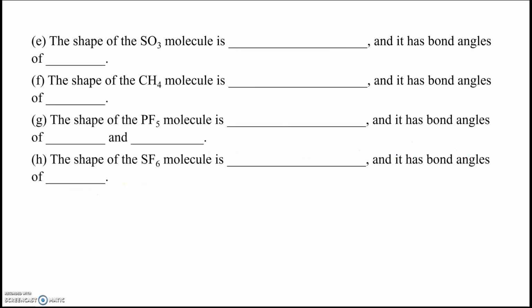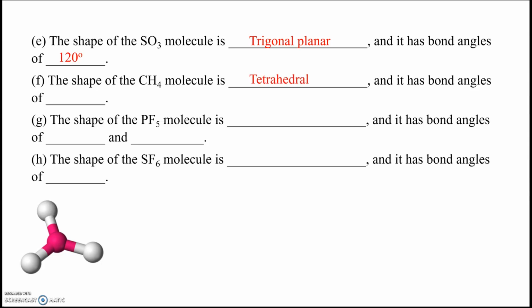All right, now we have a few other shapes we want to take a look at. The shape of the sulfur trioxide molecule is trigonal planar, and it has bond angles of 120 degrees, and we can see what that looks like right here. The sulfur's in the middle. The 3 oxygens are arranged equidistant around the sulfur, and so this becomes trigonal, or a triangle, where all the atoms lie in the same plane. That's 120 degrees.